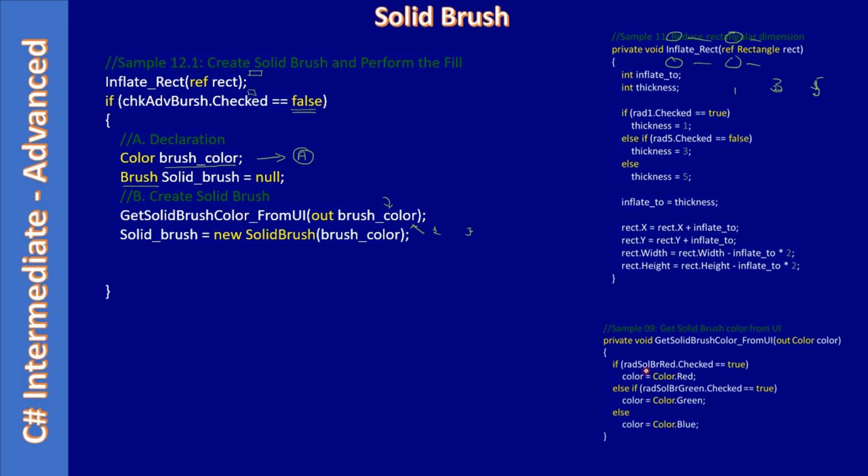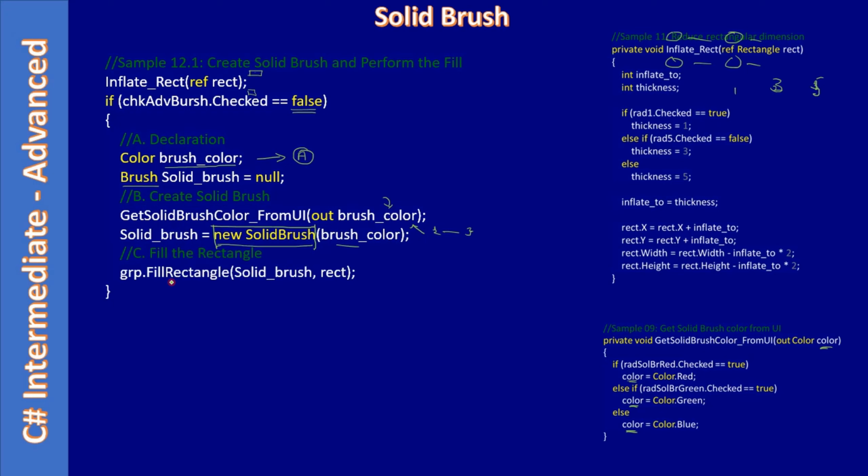If you see here, it reads the solid brush section and assigns the color based on the radio button selection. After this function call, we will have a valid color here. Then we are constructing the solid brush, new solid brush, and for the constructor we are passing the brush color. If the user selected red, then we are creating a red brush, or if the user selected the blue radio button, then we are creating a blue solid brush.